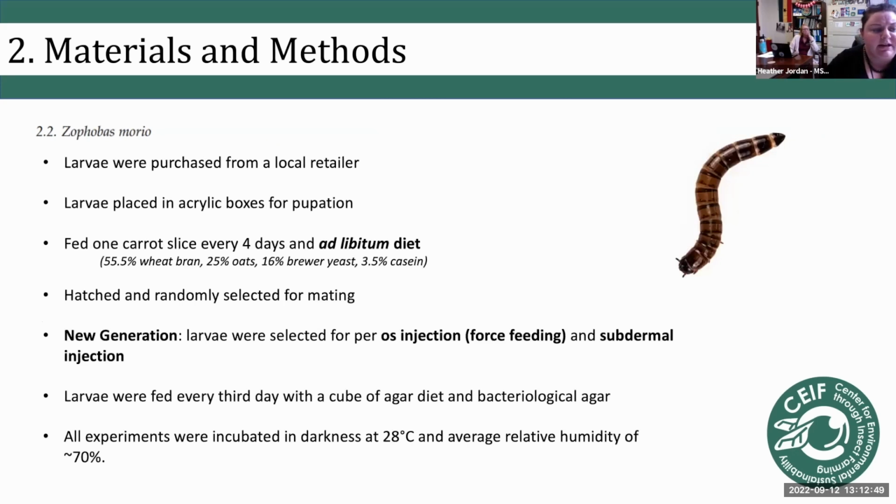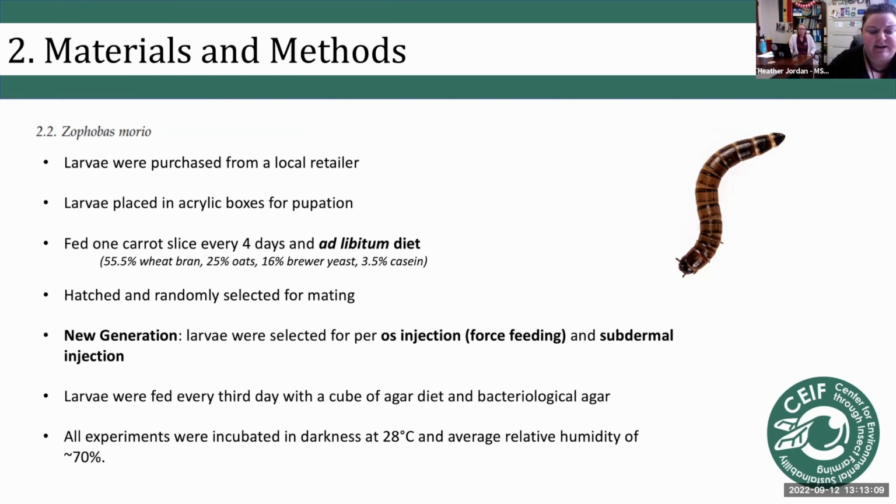So for section 2.2 of materials and methods, this is talking about how the mealworms were raised. The larvae were purchased from a local retailer and then placed in acrylic boxes for pupation. They were fed 1 carrot slice every 4 days using a diet developed in that lab. The details are listed below.